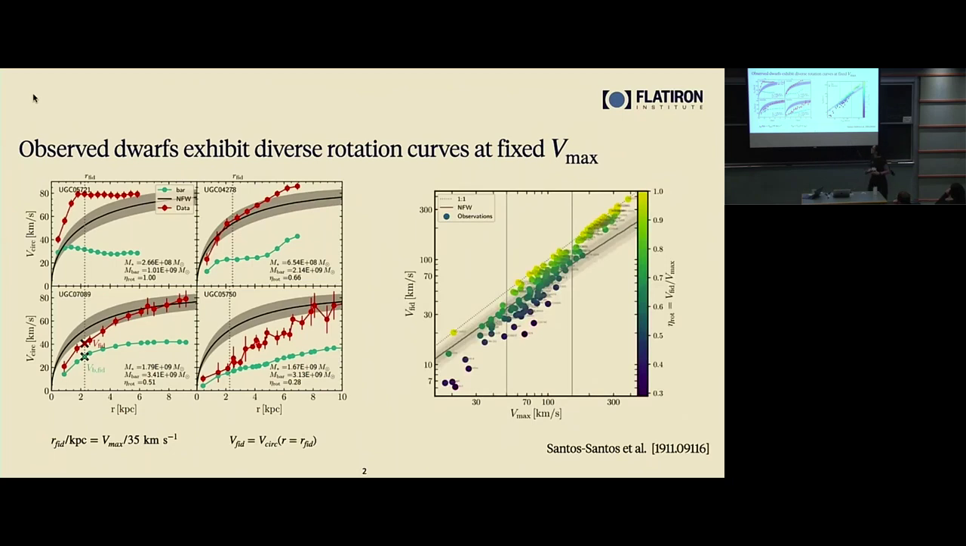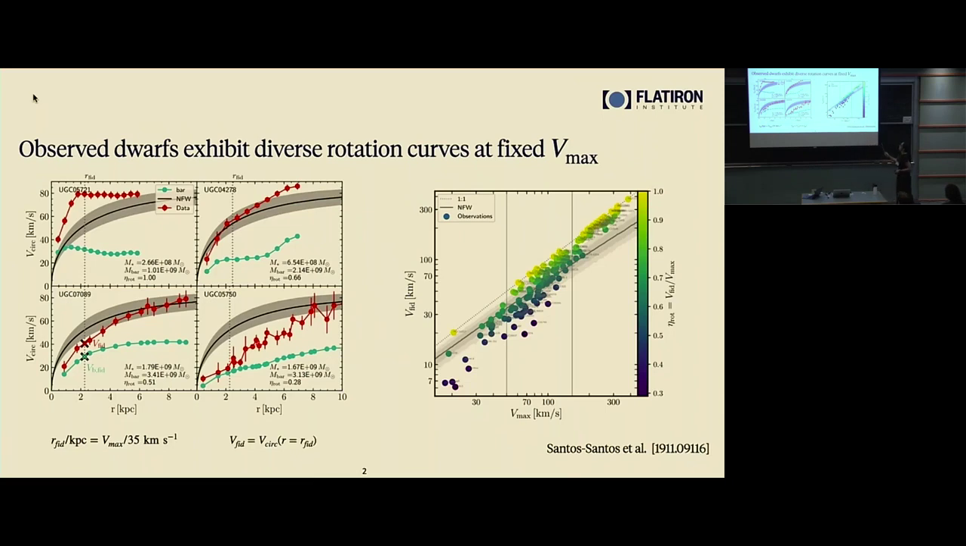And so Isabel shows this for a number of observations, so not only for SPARC, but THINGS and LITTLE THINGS. So this is the central velocity, Vfid, on the y-axis, as a function of Vmax on the x-axis. The NFW prediction is this black line with the gray shaded regions denoting 1 and 2 sigma for the scatter in the mass concentration relationship. And this dashed line is the 1-to-1.